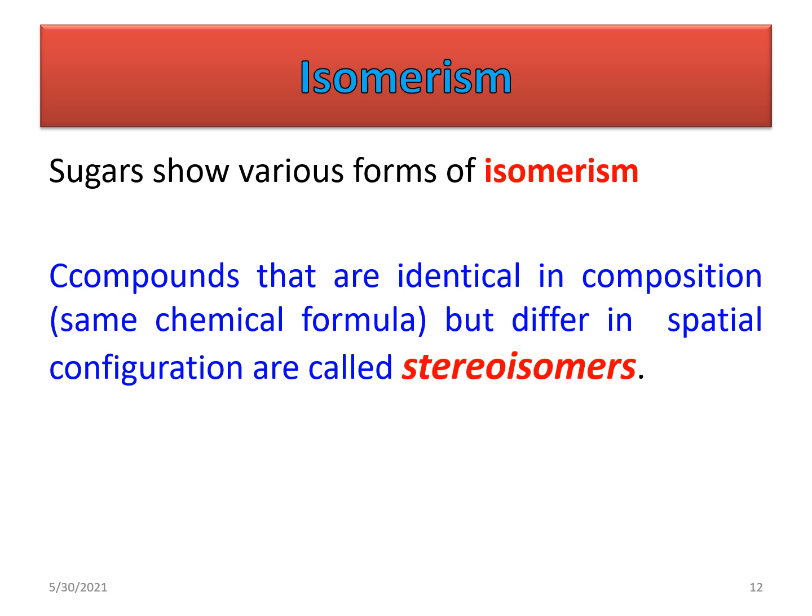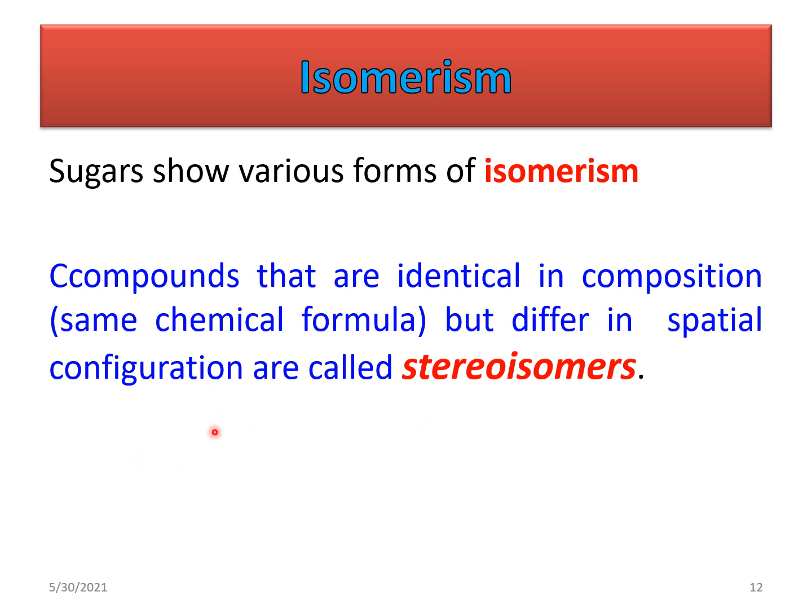Isomerism. Sugars show various forms of isomerism. Isomerism means spatial configuration, الترتيب أو التكوين المكاني. Compounds that are identical in composition, in other words, identical in their chemical formula, but differ in their spatial configuration, are called stereoisomers. And definitely monosaccharides are an example of stereoisomers.